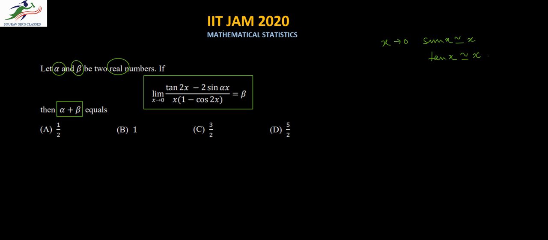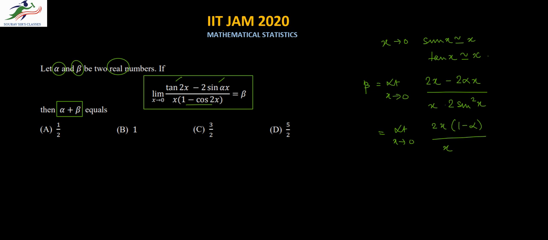So using this we can write beta equal to limit x tending to 0. In the numerator we have tan 2x, that can be written as 2x, and then we have 2 sin alpha x, which can be written as minus 2 alpha x, and in the denominator we have x, and 1 minus cos 2x can be written as 2 sin square x, which is equal to limit x tending to 0 of 2x into 1 minus alpha in the numerator, and in the denominator we have x, and instead of sin x I can write x again, so 2x square. So now I can simplify this and get 1 minus alpha over x square.